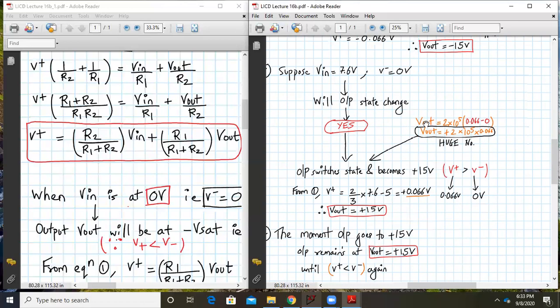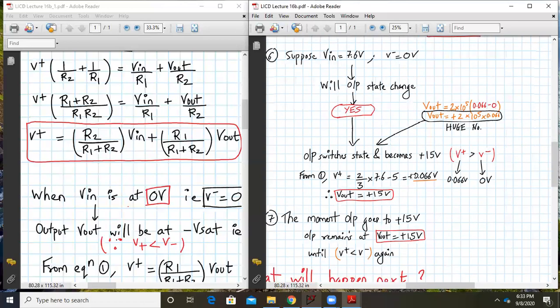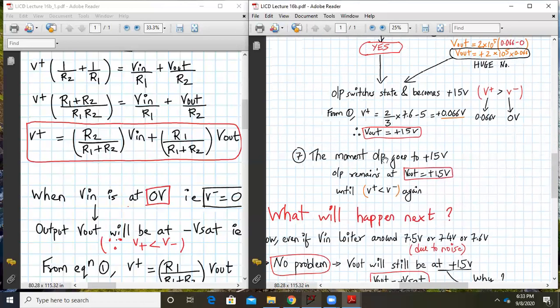V out is given as 2 into 10 raised to 5 into V plus minus V minus. V plus is 0.066 and this is multiplied with a huge number. So definitely my output will switch immediately from minus 15 to plus 15. So my output is at plus 15 now, and the moment output goes to plus 15, it will remain at plus 15 until V plus becomes less than V minus again.